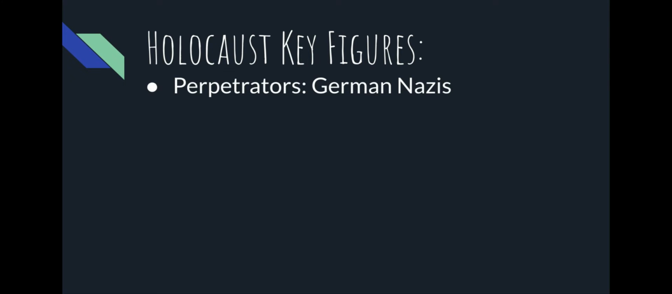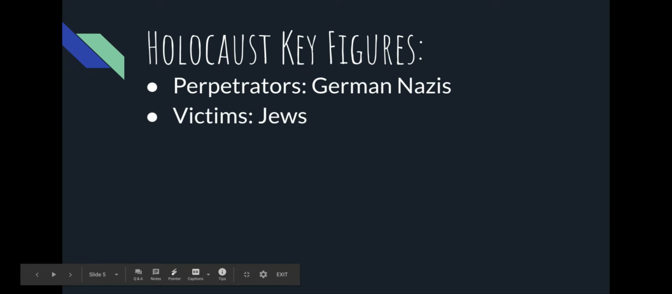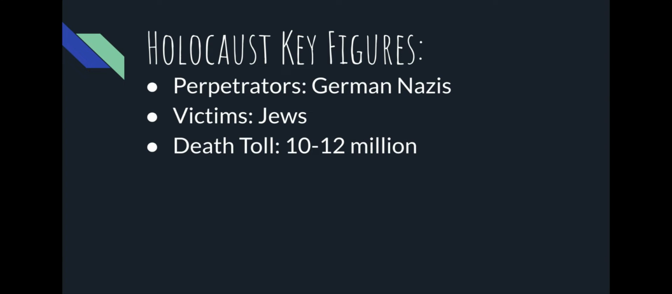So if we look at these events in these stages, looking at the Holocaust, you're going to see how this played out. We know that in the Holocaust, the perpetrators were the German Nazis and the victims were the Jewish people. We also know that other people were targeted, including Romani, people who were called gypsies, people from Eastern Europe, people who were gay and lesbian, Jehovah's Witnesses, and even more. The death toll is somewhere between 10 and 12 million people killed during the Holocaust.